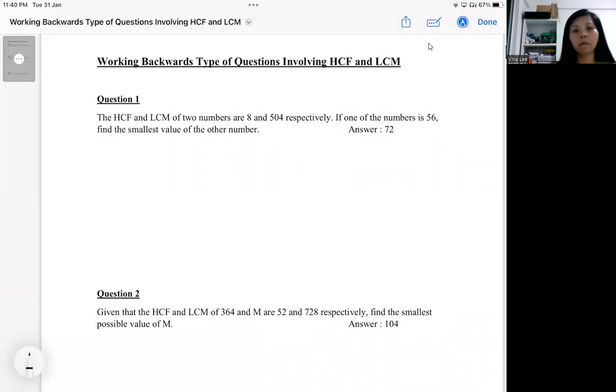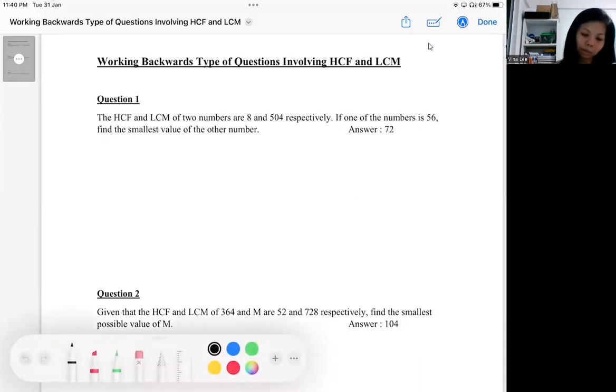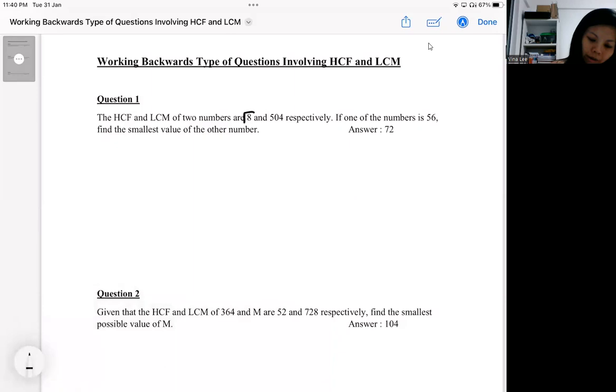They gave you the answer for HCF and LCM, and one of the original numbers is missing. So your brain has to be able to work backwards. So what will be the approach for this type of question? In this question we got 3 numbers. So I will always just take the numbers and do my prime factorization.